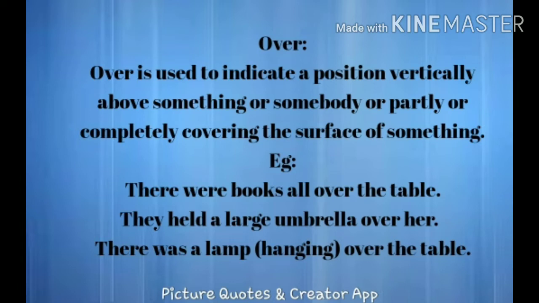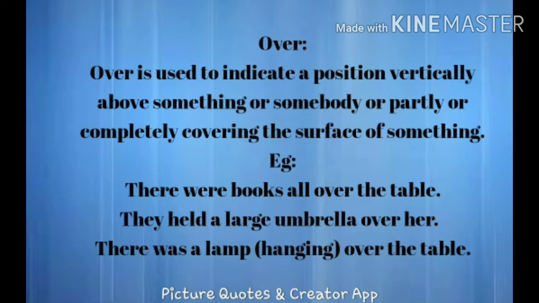Okay, let's see some examples. There were books all over the table. The surface of the table is covered by a lot of books. That's why over is used here. The second one is, they held a large umbrella over her. So over, the space is covered by an umbrella. And the third one is, there was a lamp hanging over the table. The space above the table is covered by a lamp.